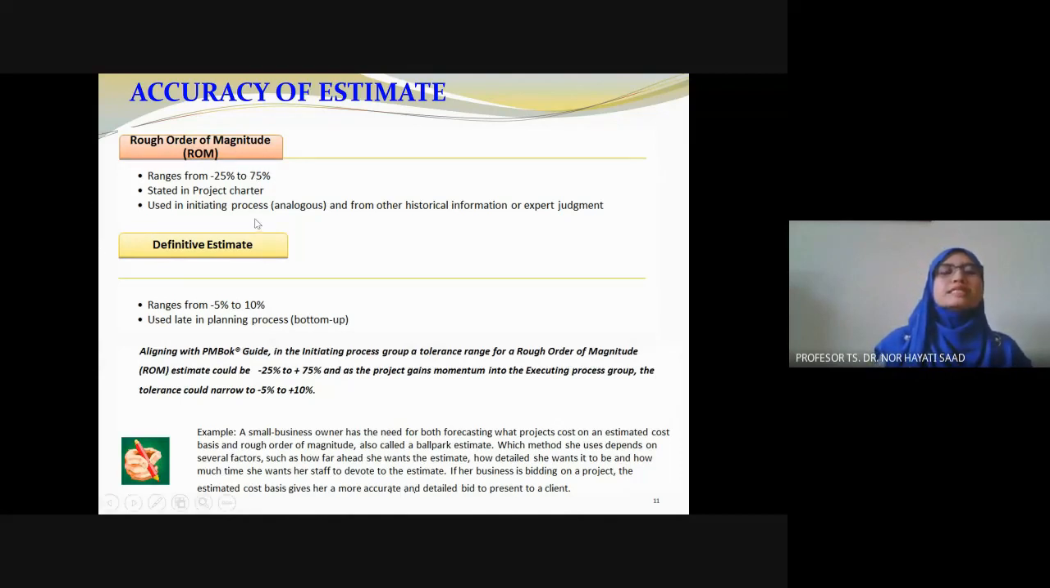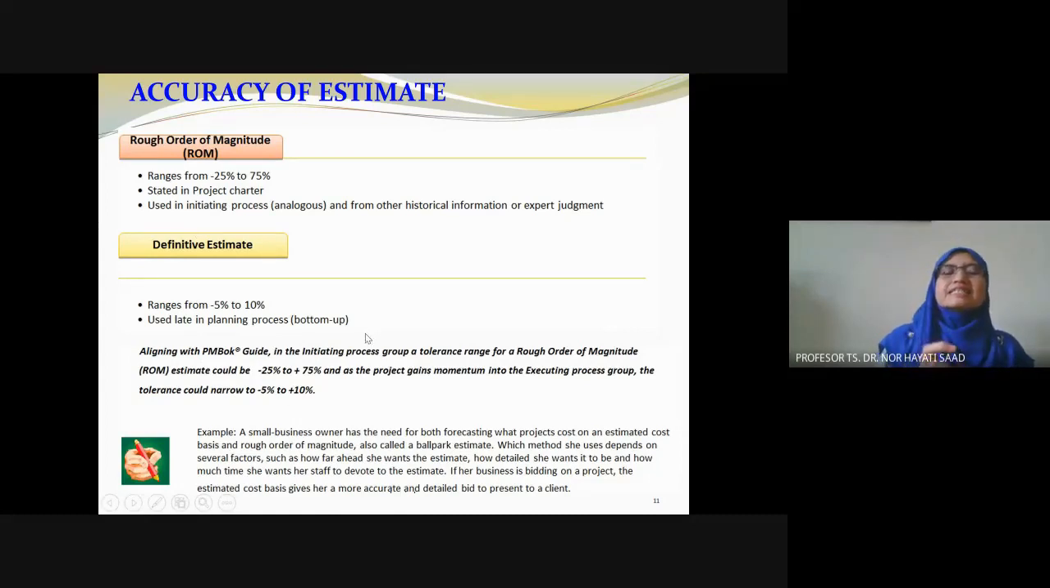Yeah, so we use it in the initiating process. Normally this estimation comes from previous project analysis, or we call it historical data. Okay, so the moment we do a definitive estimate, we want to be very close, up to plus or minus 5%. Those kinds of things we normally call a bottom up estimate.